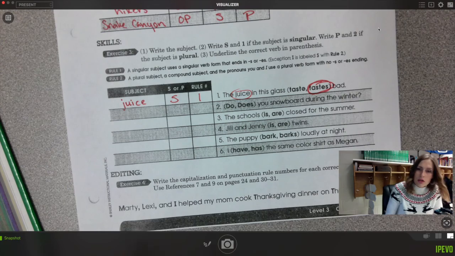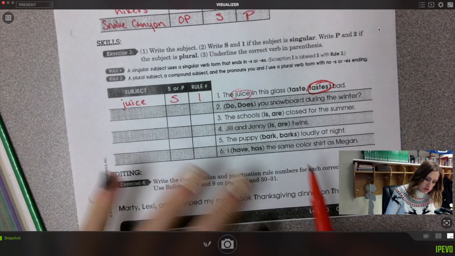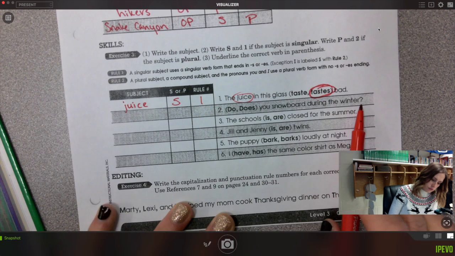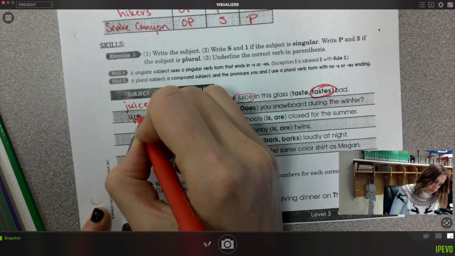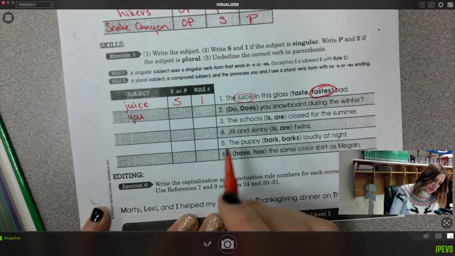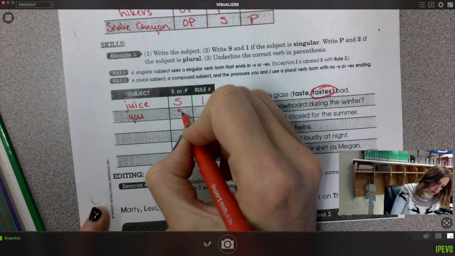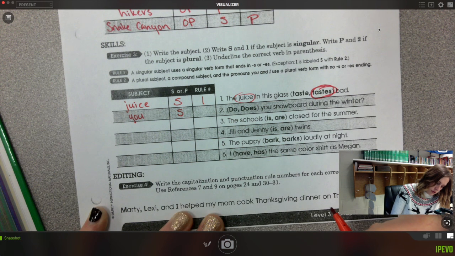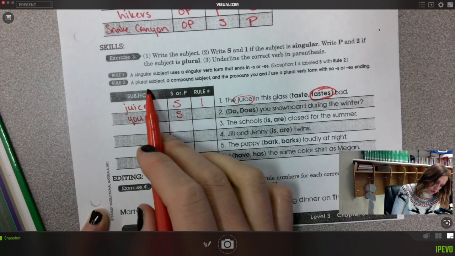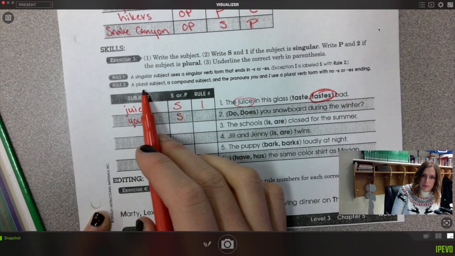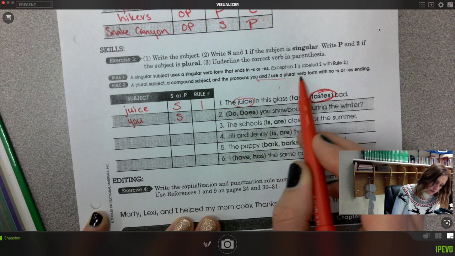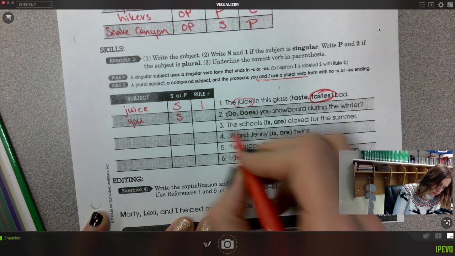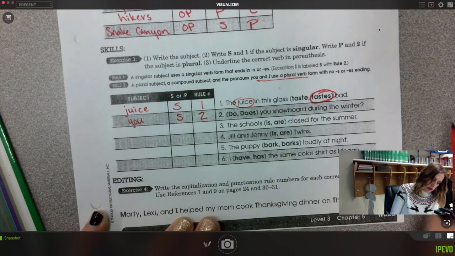Follows our rules. 2. Do you snowboard during the winter? Does who snowboard during the winter? You. So you's our subject. You is singular. Okay? So this, though, would be rule 2 because a plural subject, a compound subject, and the pronouns you and I use a plural verb form. So it would be rule 2. Right? You and I.